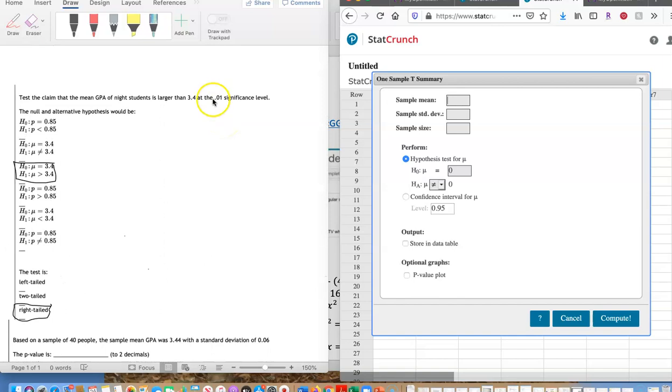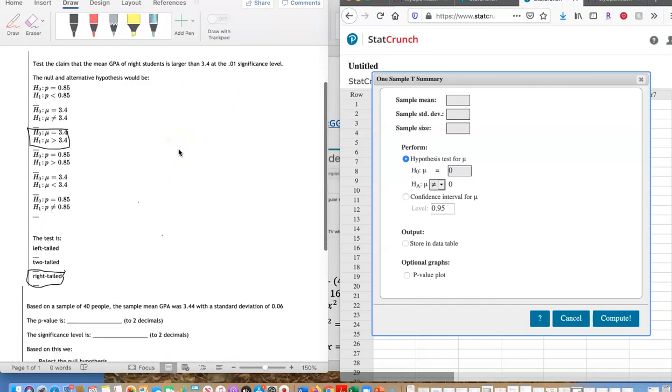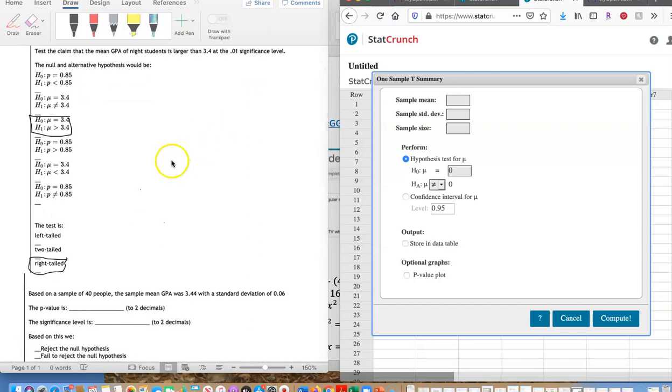Okay, your sample mean was given as, you had 40 people and the sample mean was 3.44. The sample standard deviation is 0.06. And the sample size is 40.